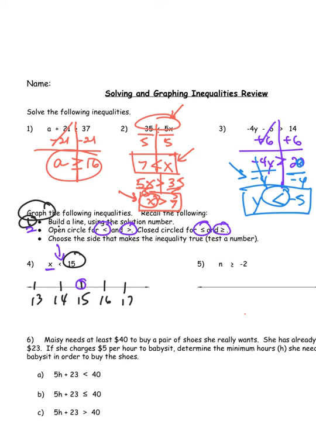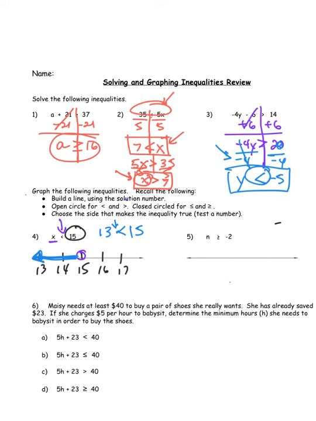Step number 3, now I have to decide which side makes this inequality true. And these are all the numbers that are less than 15. So I'm going to test a number. I think 13 is less than 15. And the reason I know that I'm reading less than is because I see the smaller part of the symbol first. And that is a true statement. So I want to darken in this side and darken in the arrow.